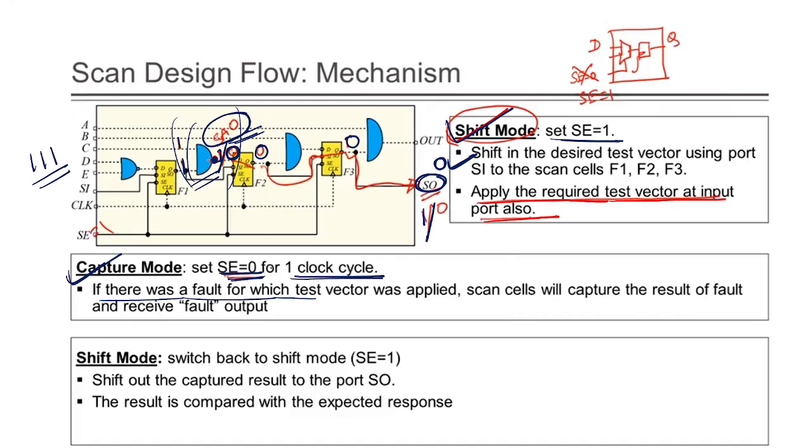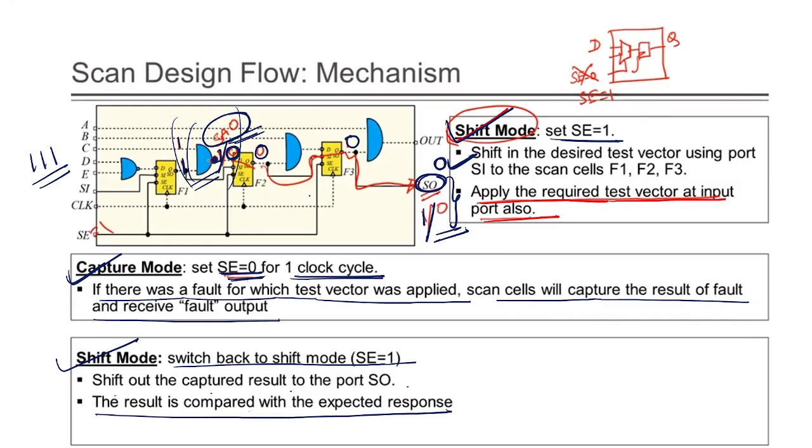Capture mode means, if there is a fault for which test vectors are applied, scan cells will capture the results of faults and receive the fault output. So in the SO pin, you will get the fault output. Again, you need to go back to shift mode, that is SE equal to 1, and shift the captured output results to port SO. The result is compared with the expected response. Expected response means normally you are expecting 1, but you are getting 0.